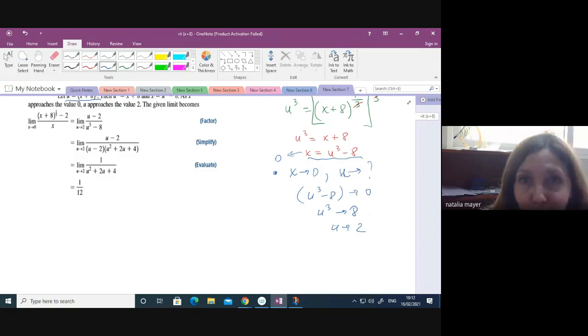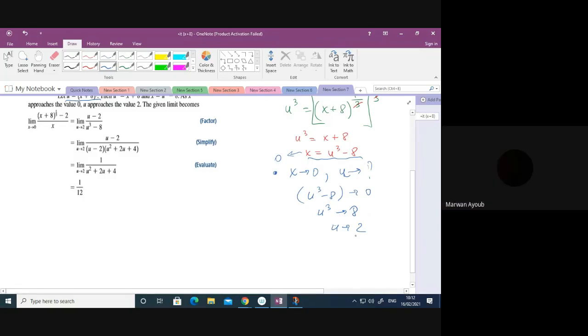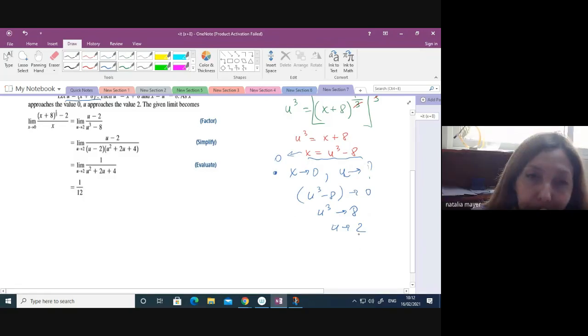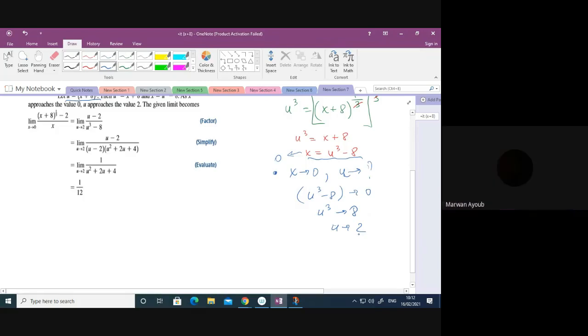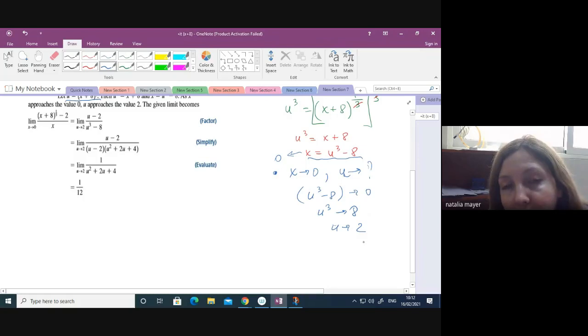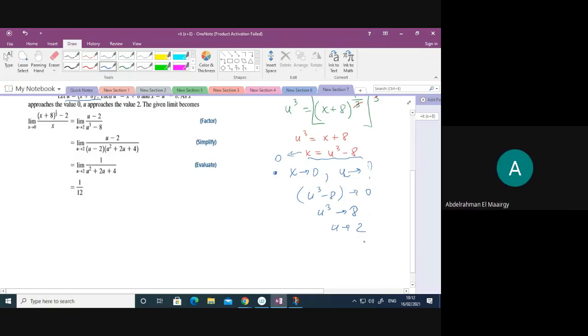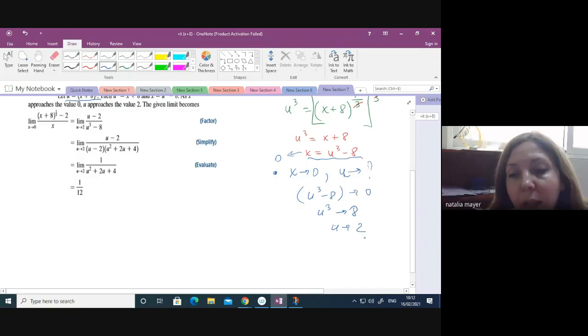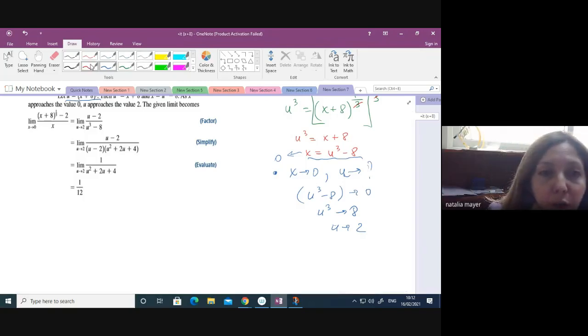Okay. So I don't understand why u approaches 2. Yeah, Abdurrahman, why does u approach 2? Okay, so as we know that x is approaching 0, right? Let's, I think this will be enough if you just explain this part.